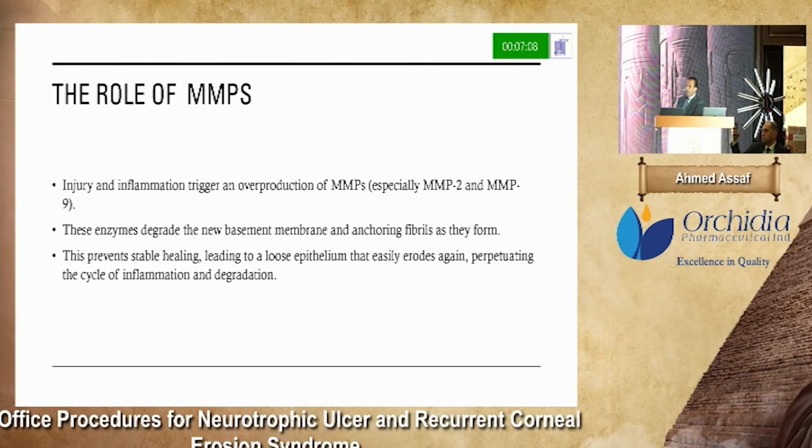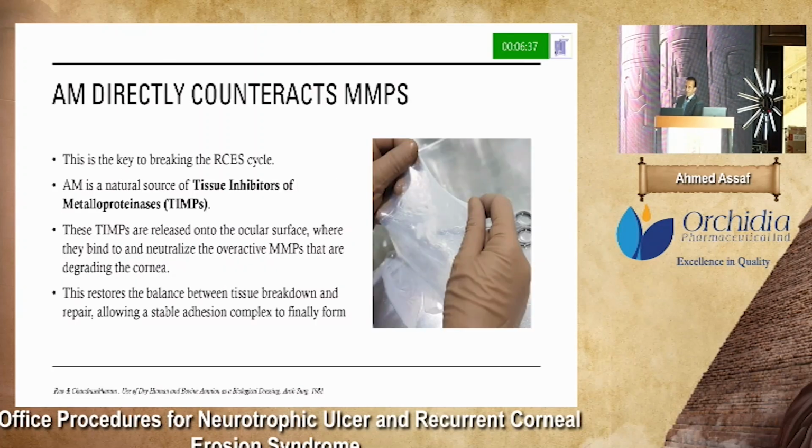The role of MMP9 has already been established here. The trauma of the corneal epithelium triggers inflammation, and this inflammation releases MMP9 and MMP2, enzymes that cause degradation of the basement membrane and prevent the formation of the desmosomes and anchoring fibrils of the corneal epithelium. So inflammation prevents stable healing of the corneal epithelium.